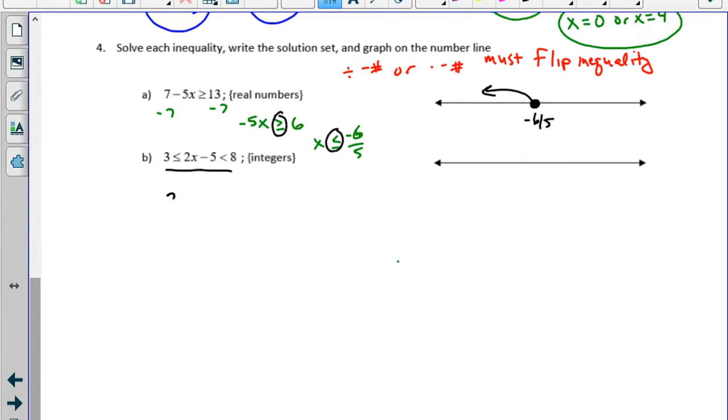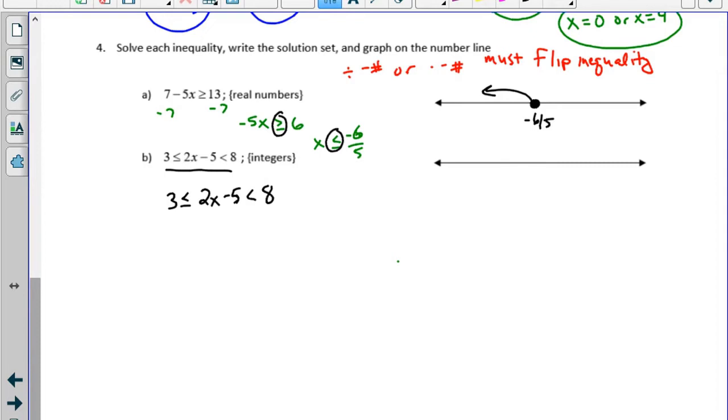This is the same thing as saying 3 is less than or equal to 2x minus 5, and 2x minus 5 is less than 8. So I can solve those separately if I wanted to. I'm going to keep them all lined up, and keep it as one giant inequality. That makes it easier, at least it makes it easier for me.